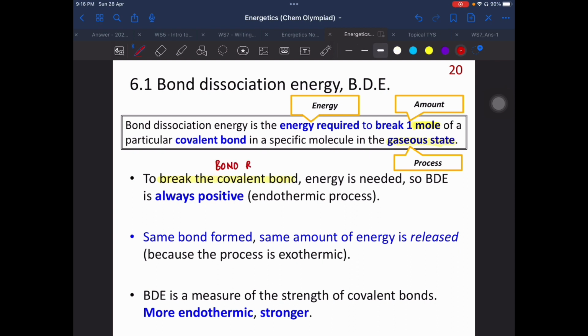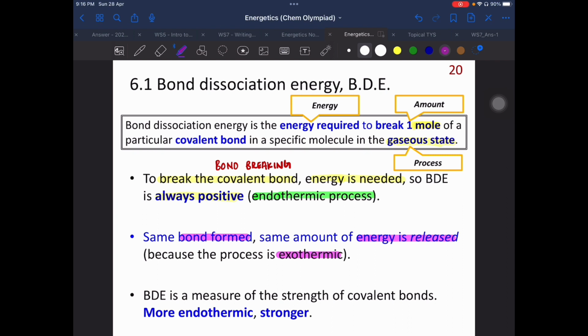Bond breaking, concept-wise, is just like you trying to break a chopstick. You must always put in energy for that process to happen, and therefore this is always going to be an endothermic process. So bond breaking is endothermic because energy is required to break something. The opposite is true for bond forming: energy is being released, and therefore this is an exothermic reaction.